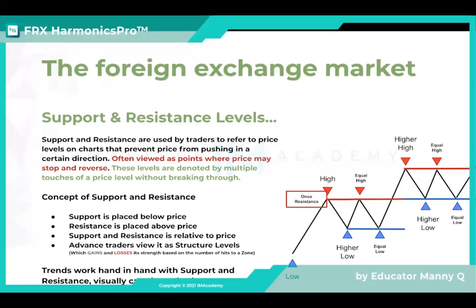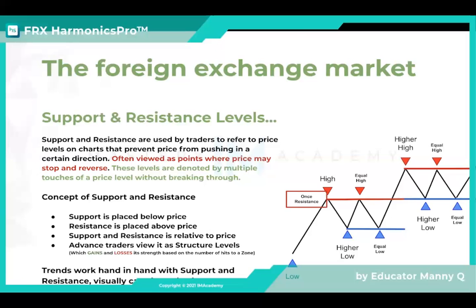So this is another way where traders may identify if a level is strong or when a level is getting weak. And you'll be able to have a better understanding of that as you get deeper into the price action theory and concept, and you're learning new concepts as well. Now, please remember that trends work hand in hand with support and resistance levels, basically visually carrying price into new trading zones.